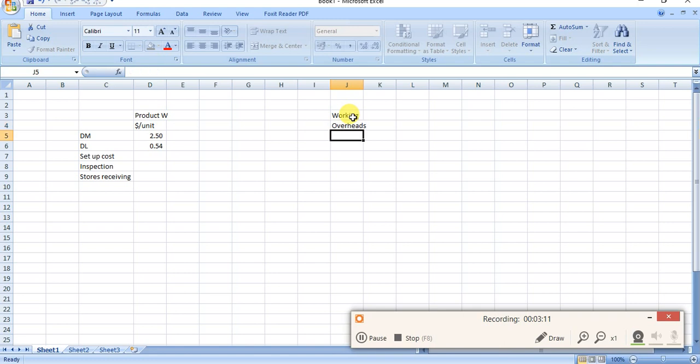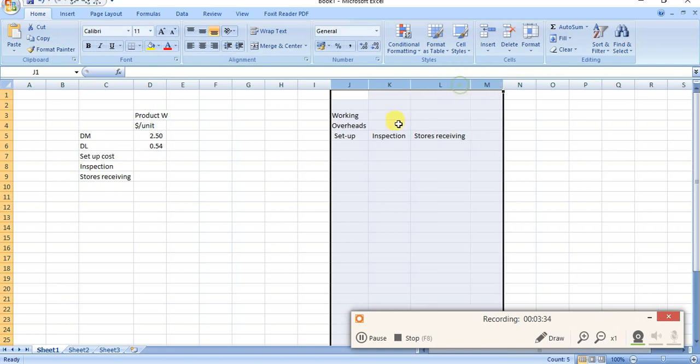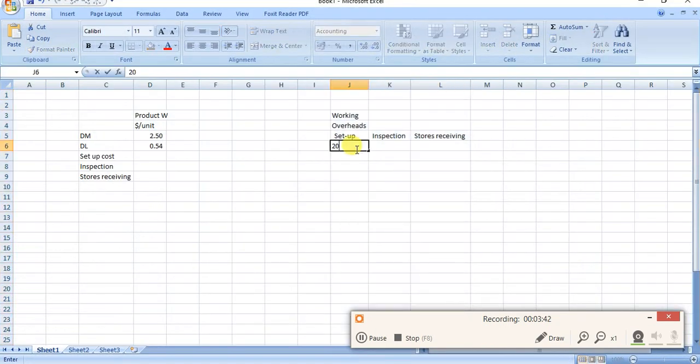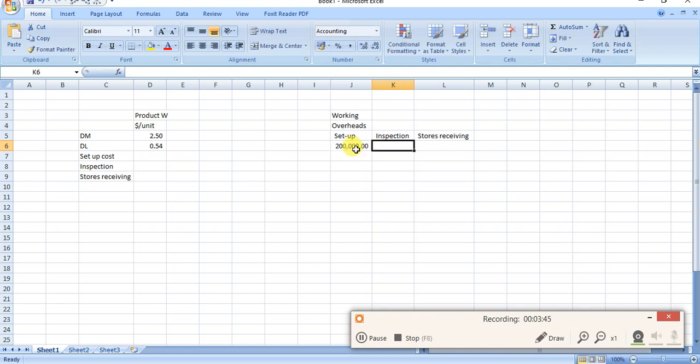Overheads. Right, what are the overheads we have? We have machine setup, then we have inspection, then we have stores receiving. How much is the overhead for each of them? The cost pool. How much is the cost pool? 200,000, 120,000, 252,000.